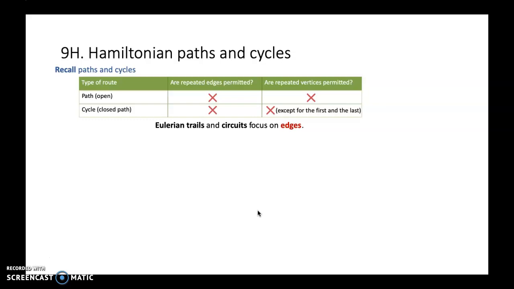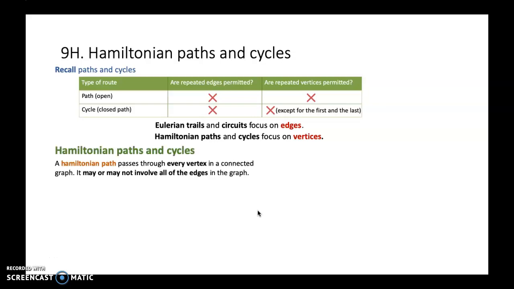In the previous video, we learned about Eulerian trails and circuits. To find an Eulerian trail or an Eulerian circuit, we have to include all the edges in a connected graph. But Hamiltonian paths and cycles focus on vertices, which means we have to include all vertices in a Hamiltonian path or a Hamiltonian cycle.